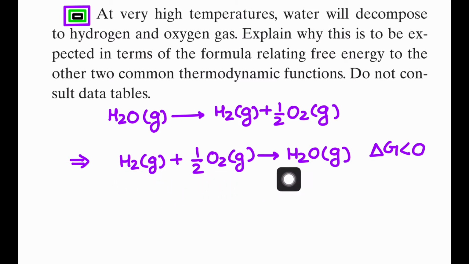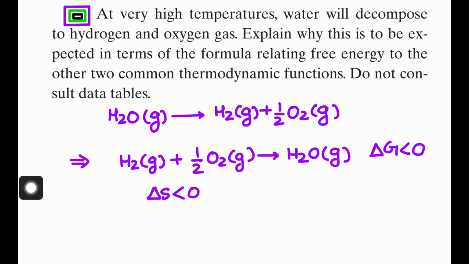However, if you see the entropy change here, there is a decrease in the number of moles of the gas. On the left hand side, the reactant side, we have 1.5 moles, and on the product side we have only 1 mole. So delta S is negative for that.